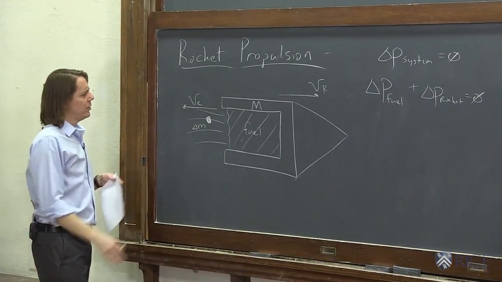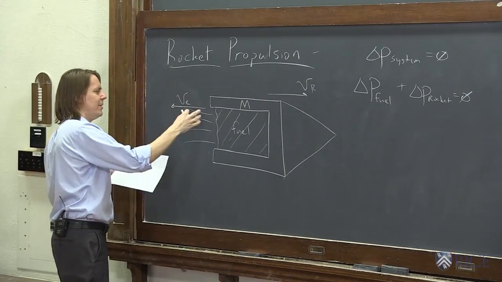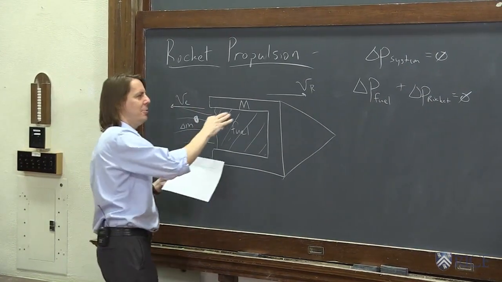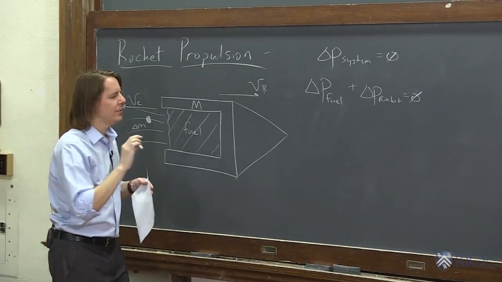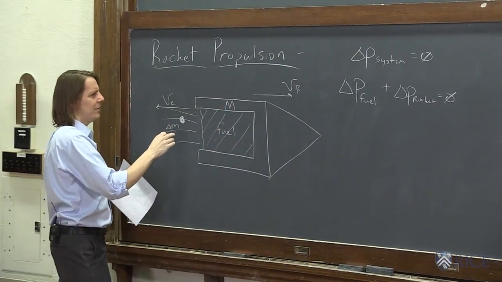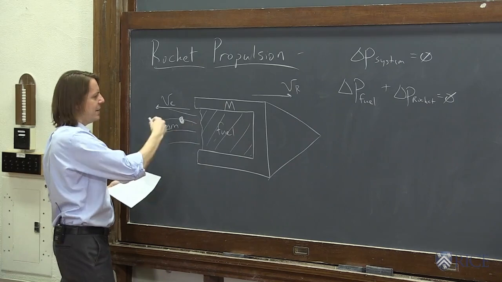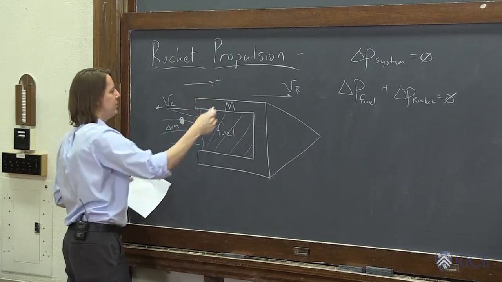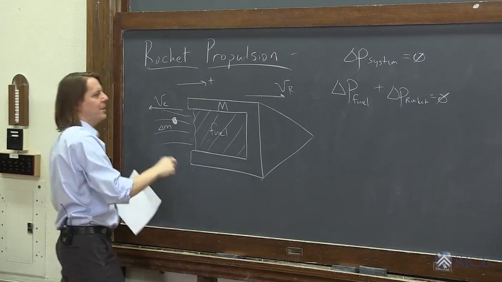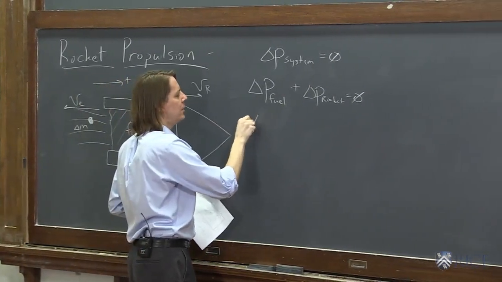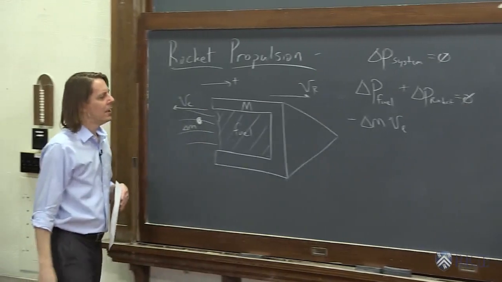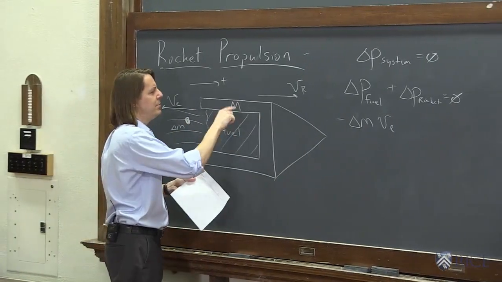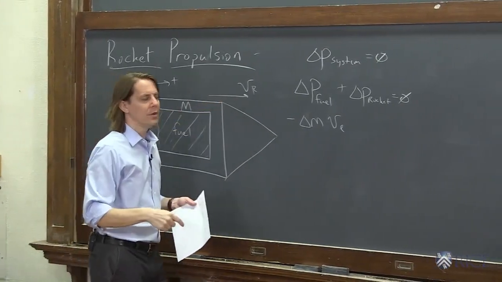So let's think. In this process where a little bit of fuel comes out at the exhaust velocity and you get a little bit of a kick to the rocket, let's write down these two changes in momentum. For the fuel, it must be negative because we're going to say this is the positive direction. So minus delta M times VE, minus delta M times the exhaust velocity. And this one must be big M times the increase in the rocket's velocity.